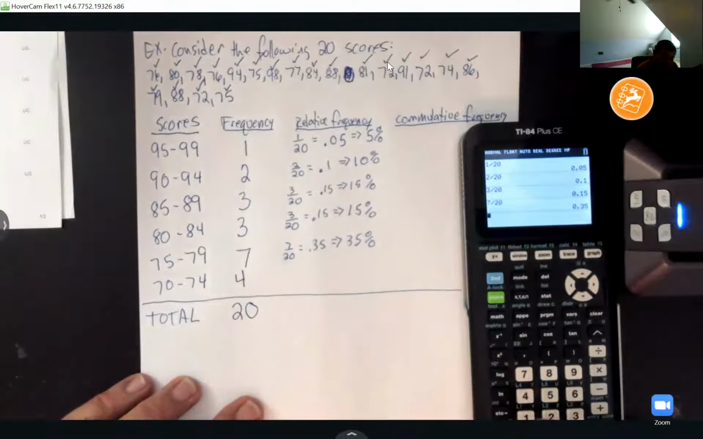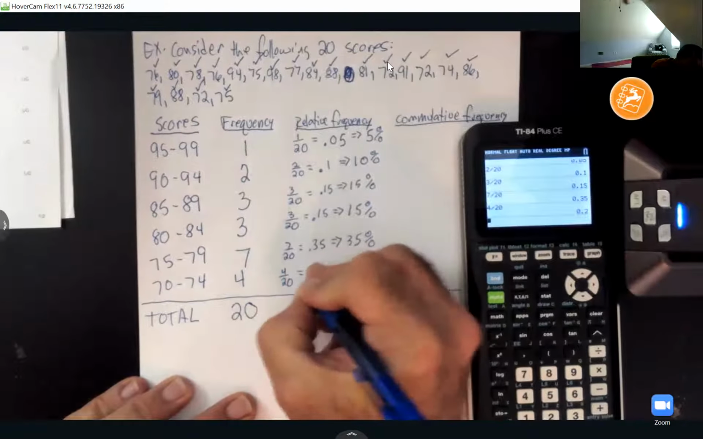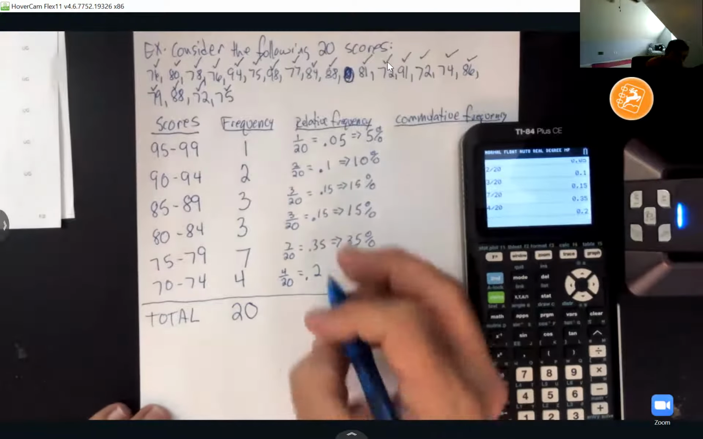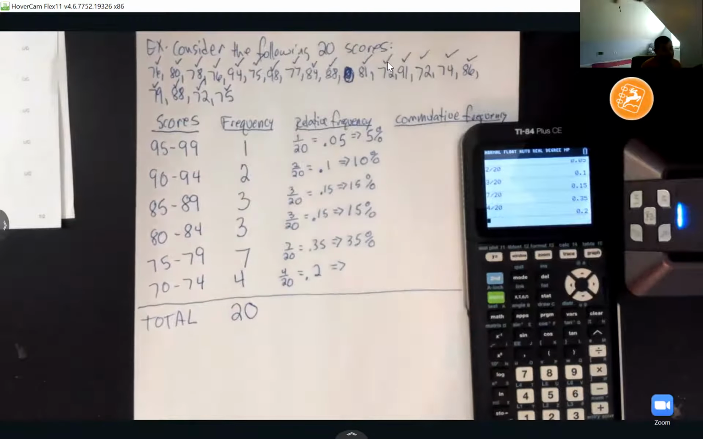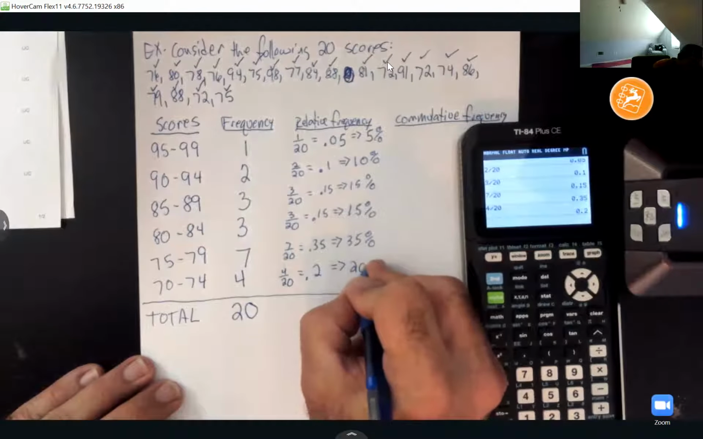All right, let's see, 4 divided by 20. That's going to be a 0.20 or a 0.2. Turning that into a percent, move it right twice, and that's going to give you 20%.